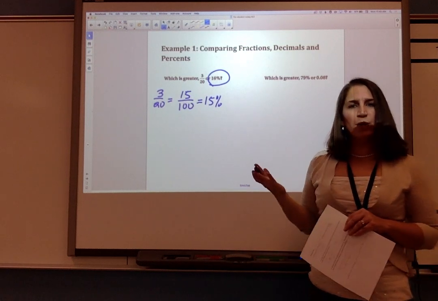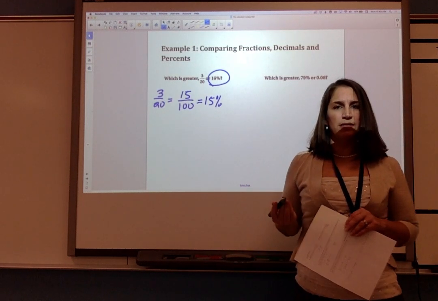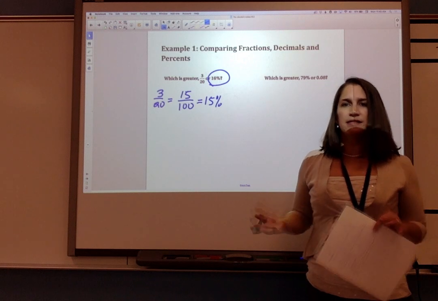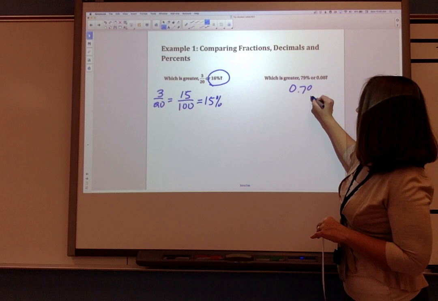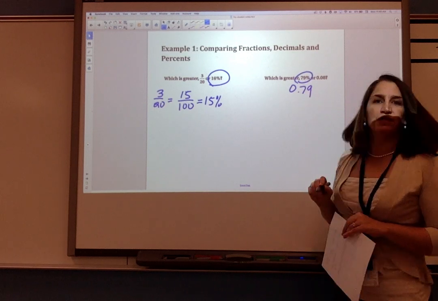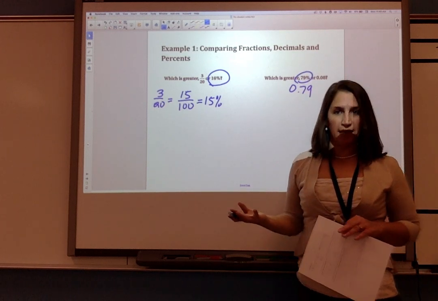For this next example, we have 79% compared to 0.08. Let's convert these both to decimals. So 79% is 0.79. That's a lot bigger than 0.08, which is only 8%.